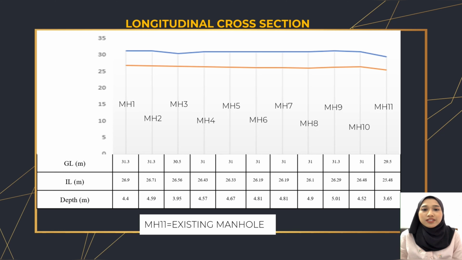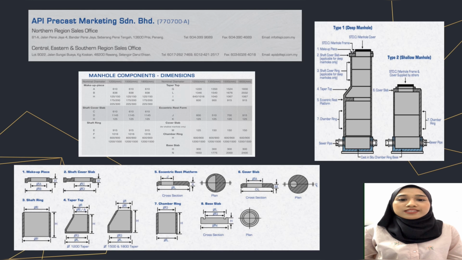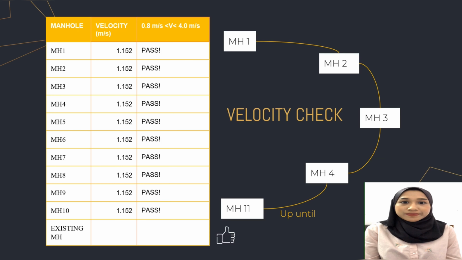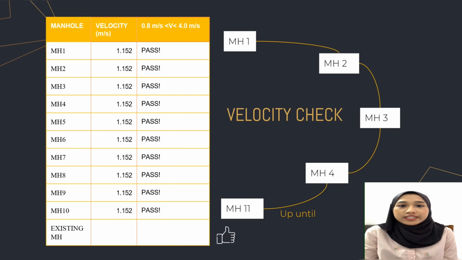As you can see on these longitudinal cross sections of the sewerage, the invert level descends gradually along the system. This is to enable gravity to take place in allowing the waste to flow through the pipe. So here is the sectional area of the manhole based on the API precast catalog. As we know, there are limits when designing with the flow velocity of the waste. According to the design guideline, it must be within 0.8 to 4 meters per second. Therefore, the gradient slope plays a big role in maintaining the velocity.